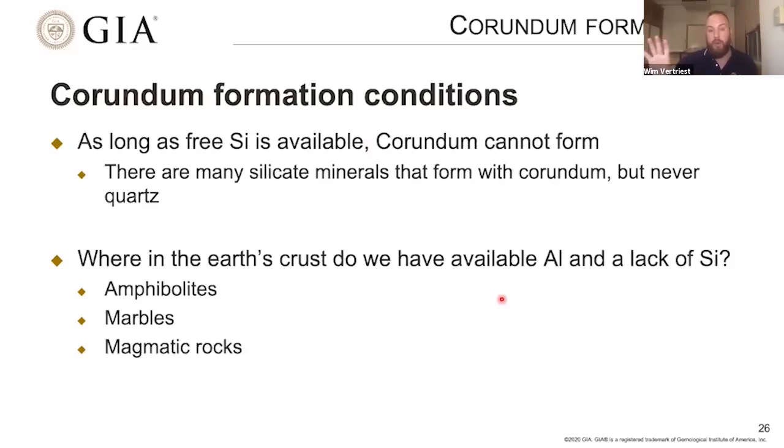to create corundum. Now, where in the Earth's crust do we have situations where we have available aluminum, which means a relatively low content of silica and a relatively high amount of aluminum? There's 3 environments I want to discuss really short. The first one is what we call amphibolites, the second one are marbles, and the third one are a very large group of magmatic rocks.